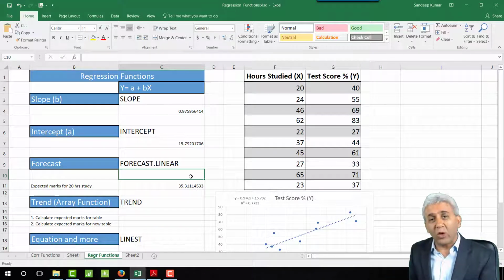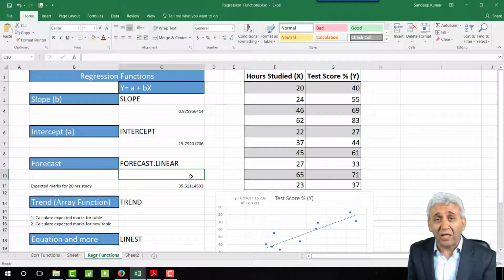The point here was that when you estimate or forecast, do so within the reasonable range in which you have the data. With this, we complete this function, which is FORECAST.LINEAR. Let's move on to the next video and learn about a few more regression related functions in Excel.